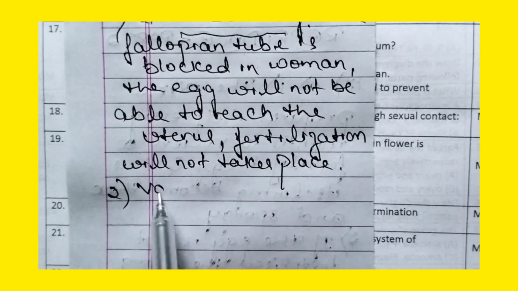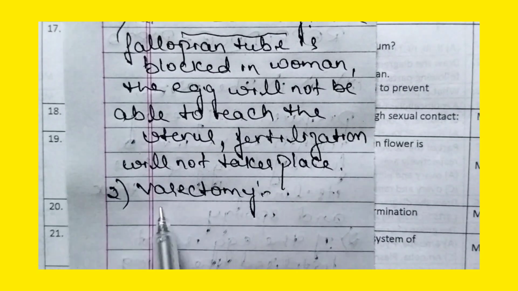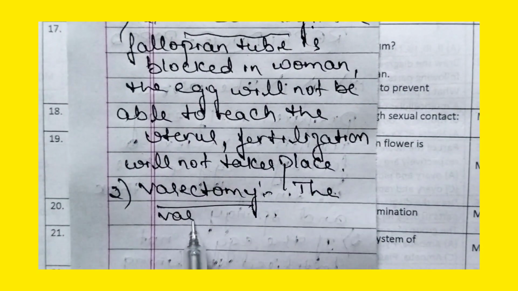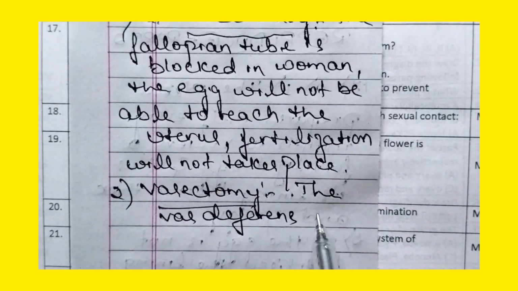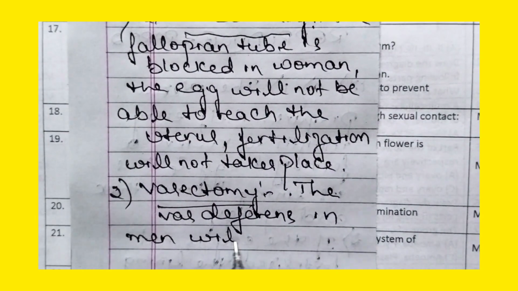Then the second one is called vasectomy. So what do they do in vasectomy? In vasectomy, the vas deferens in men will be blocked.